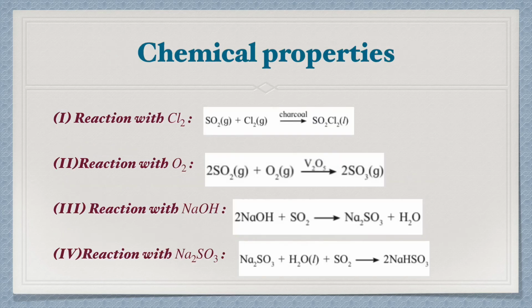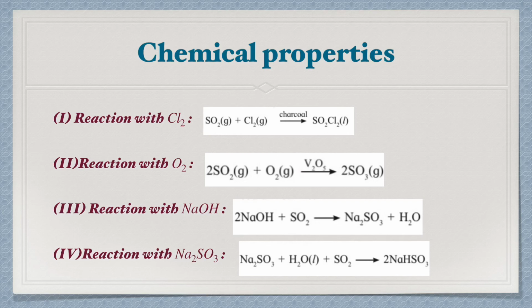So now we'll learn the chemical properties of sulfur dioxide. The first one is reaction with chlorine. Sulfur dioxide reacts with chlorine in the presence of charcoal as a catalyst to form sulfuryl chloride. So what is sulfuryl chloride? It is SO2Cl2. Please remember the formula, and at the end balance the reaction.